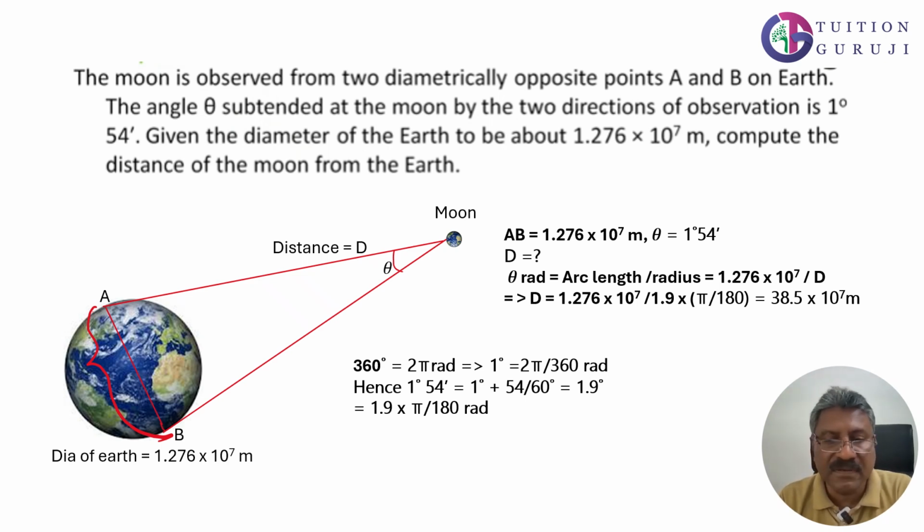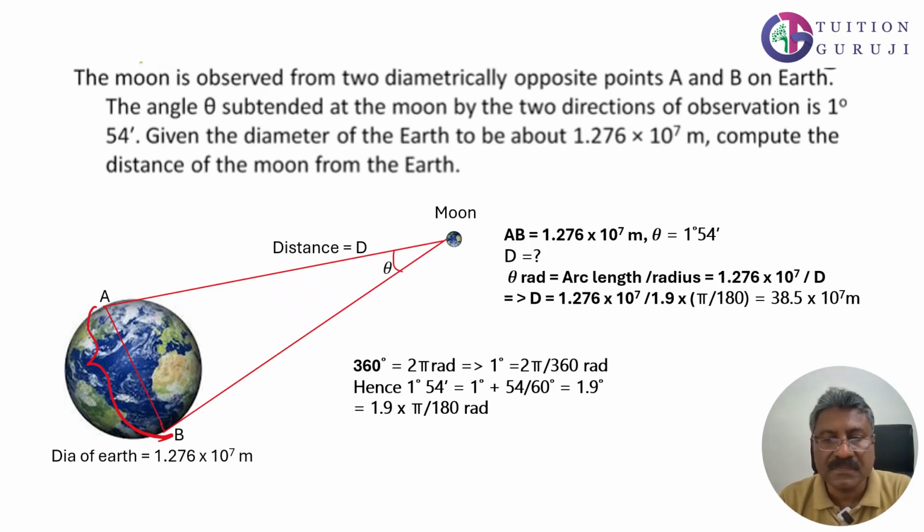So first let us convert theta into radians, because we are calculating in radians. We know that 360 degrees is 2 pi radians. So 1 degree is 2 pi by 360 radians. So 1 degree 54 minutes is 1 degree plus 54 by 60 degrees. This is 1.9 degrees. When converted into radians, it is 1.9 into pi by 180 radians.